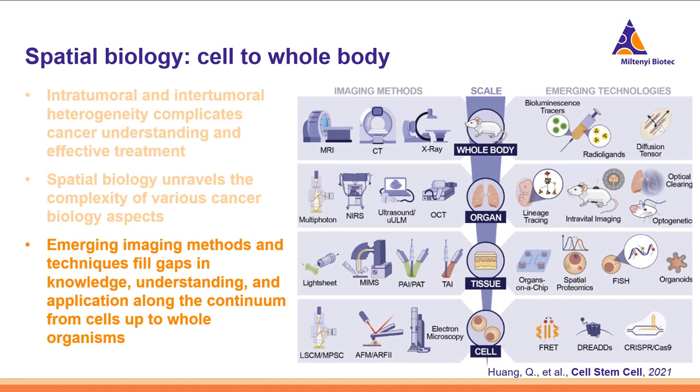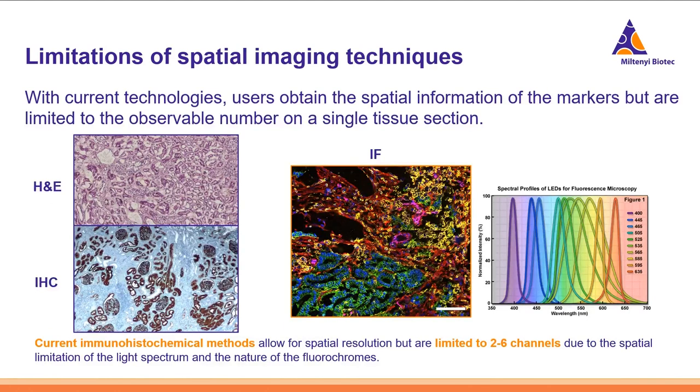The really nice thing about the imaging methods is that it allows us to retain the spatial information of the markers or the different cells within the tumor microenvironment. However, some of these traditional methods, while they do maintain the tissue organization, are traditionally limited by the number of channels and thus the number of markers that you can get on a single piece of tissue. On the left, we have things like H&E and chromogenic IHC stains, which are really gold standards for marker observation. But as you can see here, we've only got one or two.